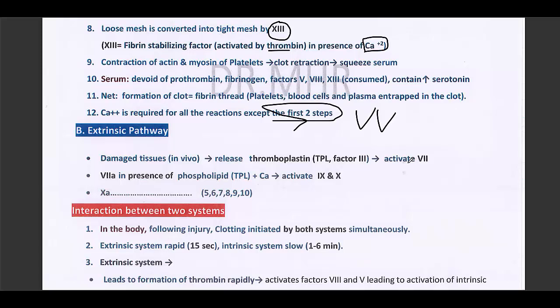It starts by release of thromboplastin, TBL, factor number 3. It activates factor number 7. Factor number 7A, in the presence of phospholipid, TBL and calcium, activates factor number 9 and factor number 10. Factor number 10A then completes the same mechanism as we discussed before.